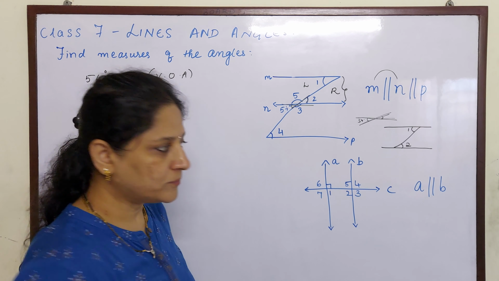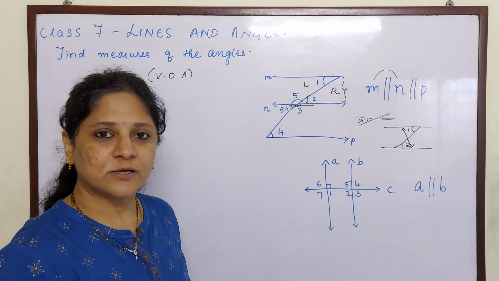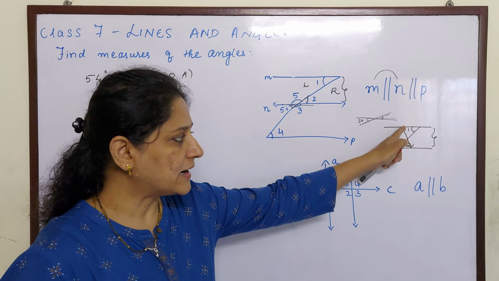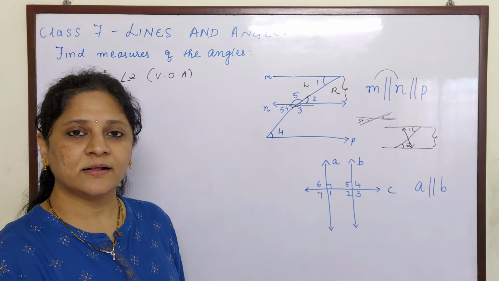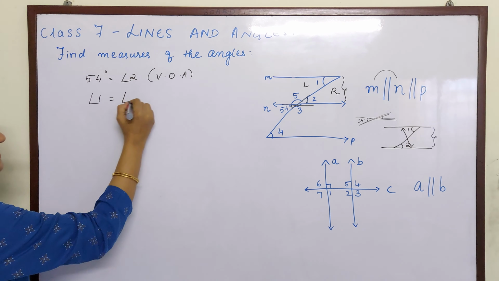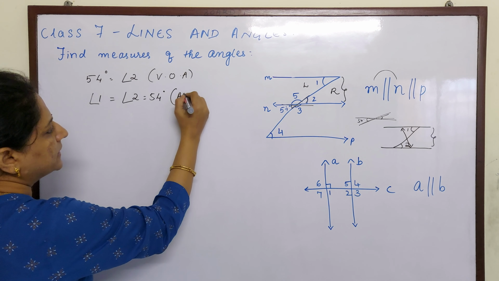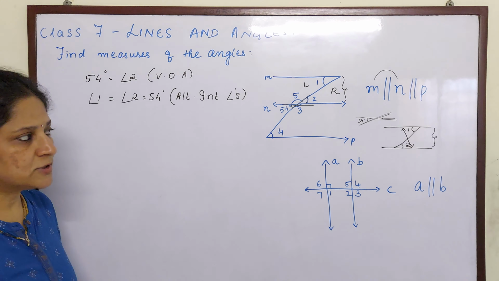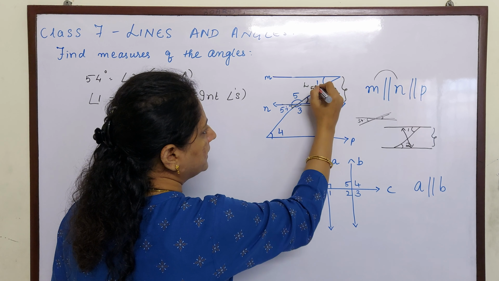So what do they form? I will show you. Crisscross and lying between, two interior angles. So they are lying between these two parallel lines. So I can say they are alternate interior angles, and alternate interior angles are equal. So angle 1 is equal to angle 2. This is also 54 degree, but the reason is alternate interior angles. So this also I have got 54 degree.